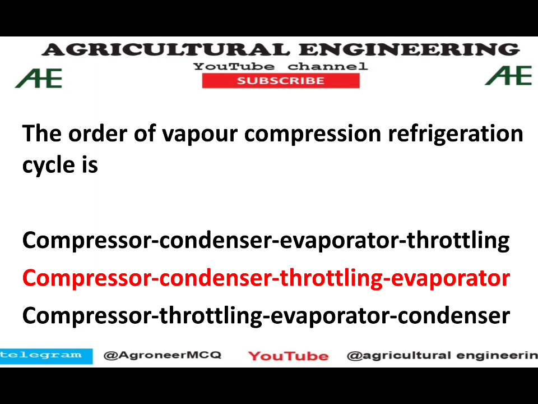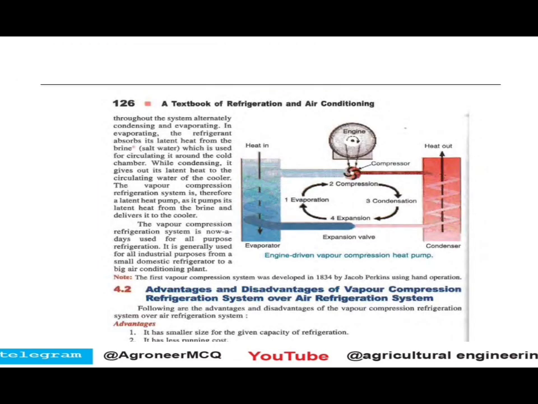The order of vapor compression refrigeration cycle is compressor, condenser, throttling, and evaporator. From this figure, we can see evaporation, compression, condensation, and expansion in vapor compression system.